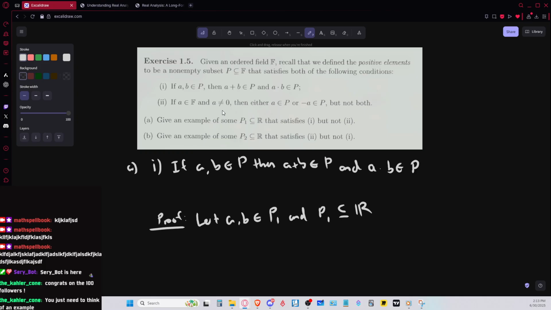Let's see. I mean, if we think of the natural numbers, then it would make sense because P is in the real numbers. However, we have to make it so that it's not both A and negative A at the same time.